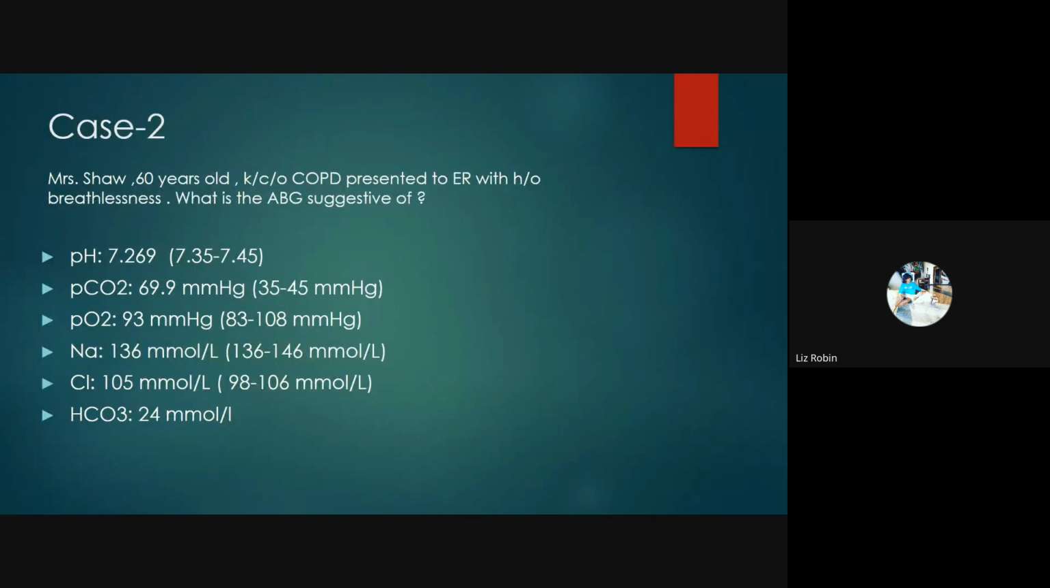Mr. Shaw, 60 years old, known case of COPD, presented to the ER with history of breathlessness. What is the ABG suggestive of? Here the pH is 7.269, PCO2 is 69.9 millimeters mercury, PO2 is 93 millimeters mercury, sodium is 136, chloride is 1.5, and bicarb is 24. Please interpret the ABG.